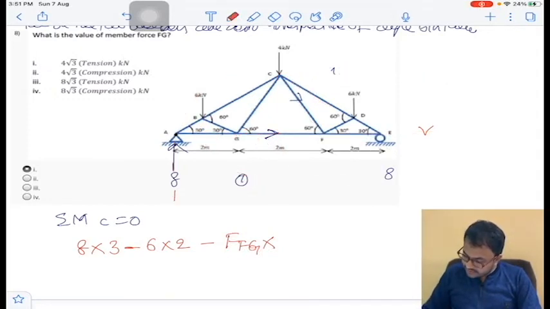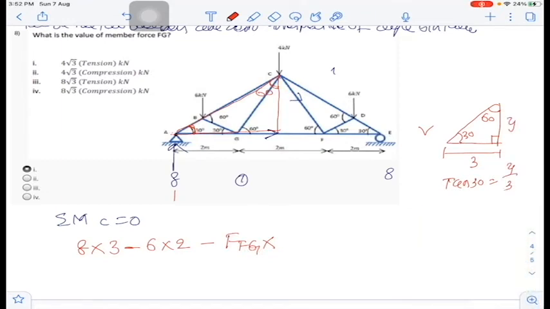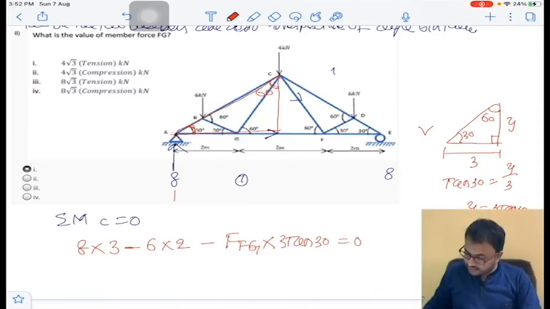Okay, so this perpendicular distance. Whenever this angle is 30, this angle will become 60. So in the triangle, this is 30, this is 60, and this will become 90. So we know this much. How much is this? It is 2 plus 1, it is 3. And tan 30 is equal to opposite side, y I am taking, by adjacent side. It is y by 3. So y will become 3 tan 30.